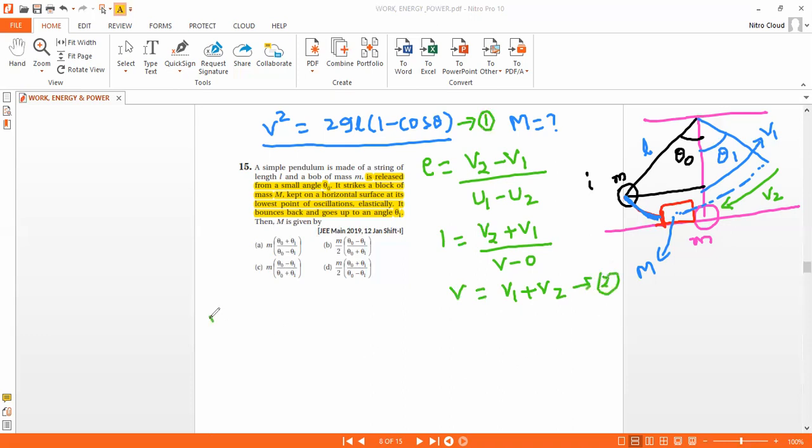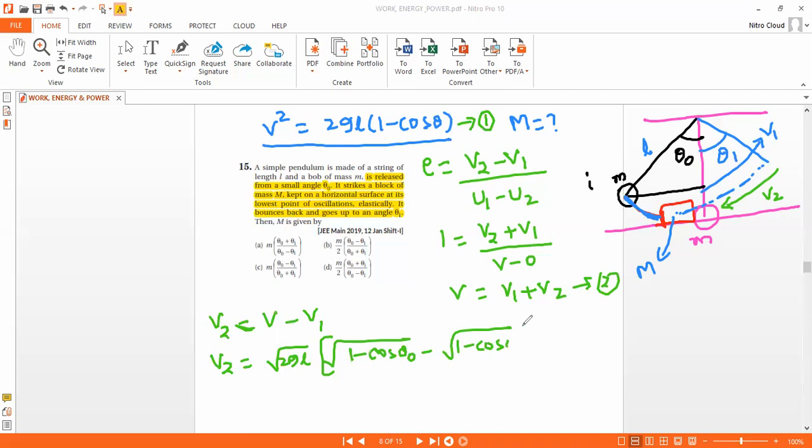So v2 is equal to v minus v1. That v is nothing but under root 2gL times under root of 1 minus cos theta naught initially, and then it moves to theta 1.